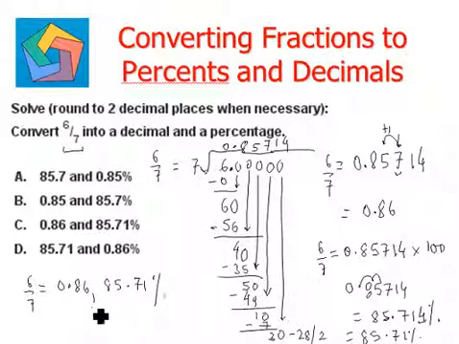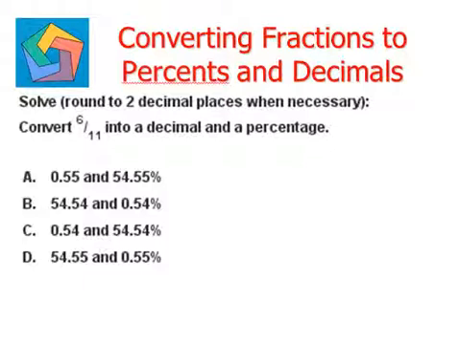Which can be seen in option C. Let's look at the next question. Solve, round to two decimal places when necessary, and convert 6/11 into a decimal and then into a percentage. Now 6/11 is 6 divided by 11. So let's do this, 0 times.